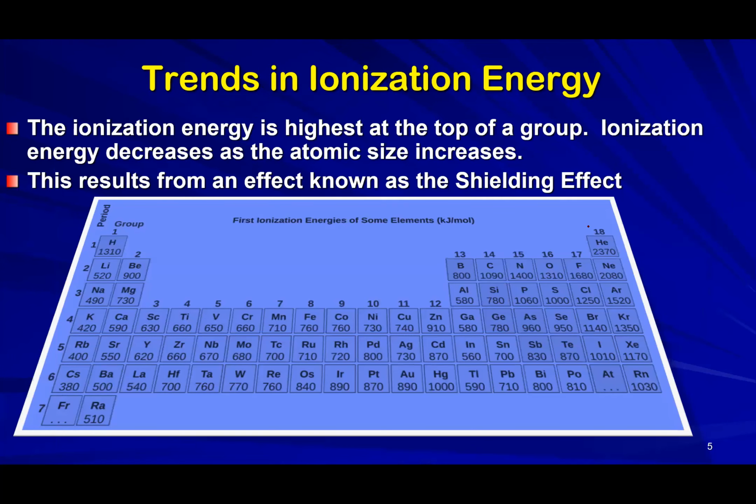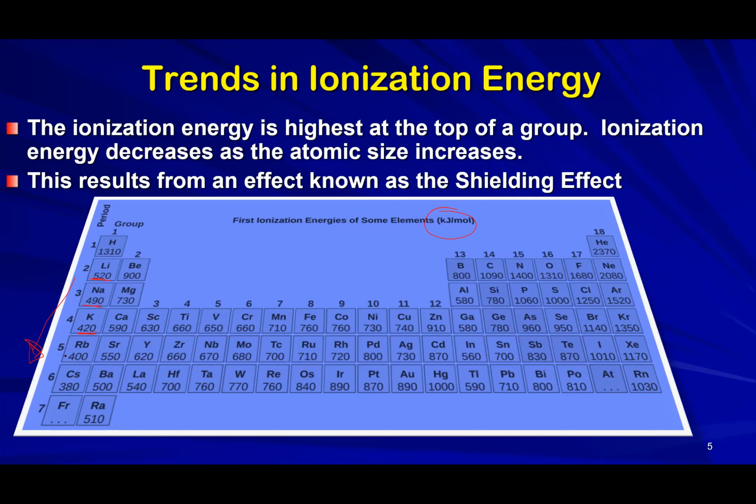Trends in ionization energy. The ionization energy is highest at the top of a group. So what happens in a group? You can see from lithium, we have 520, sodium 490, potassium 420, and this is in kilojoule per mole. So you can see that generally it is decreasing as you move down the group. So why is it decreasing?